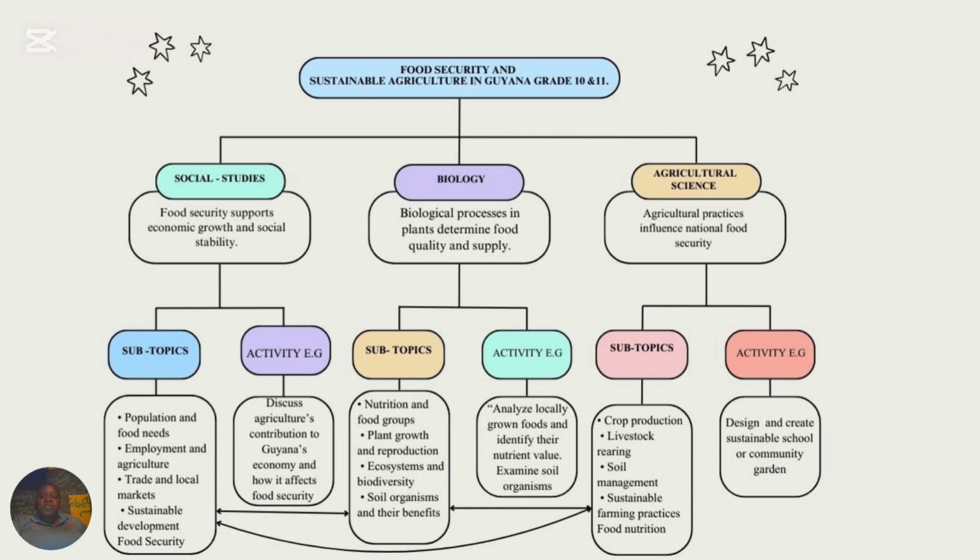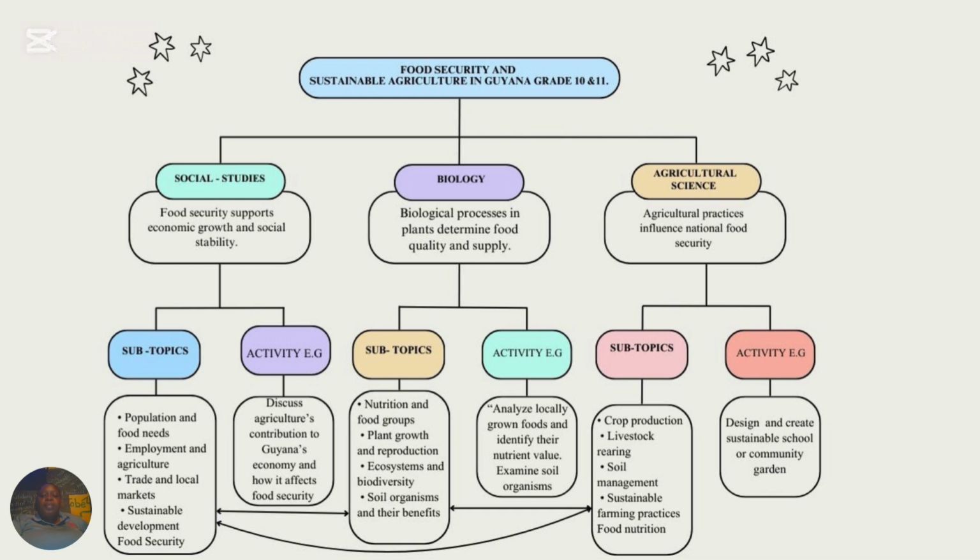In biology, students learn about nutrition, plant growth, ecosystems, and soil organisms. In agricultural science, students apply this knowledge through crop production, soil management, and sustainable farming practices. And in social studies, students explore how food security affects our population, employment, trade, and the development of our country.